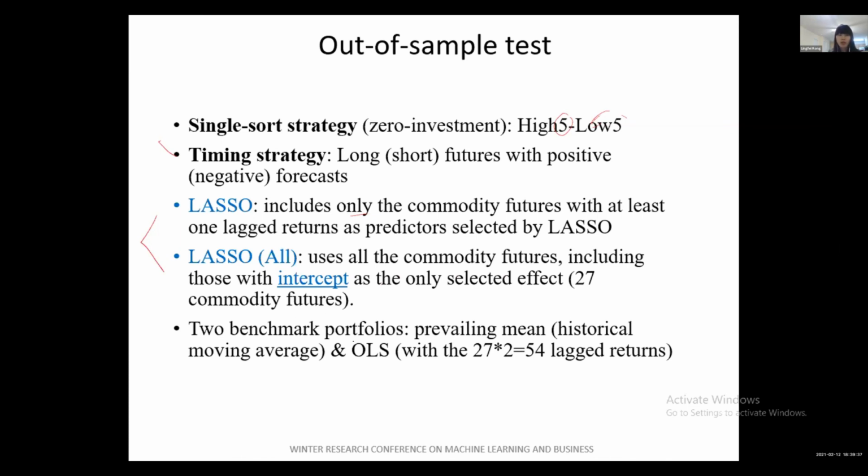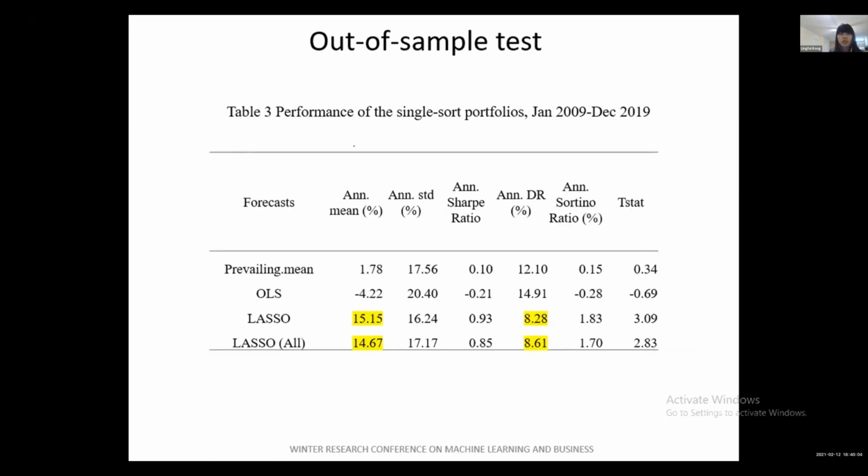The two benchmark portfolios include prevailing mean, which is simply the historical moving average, or OLS with all the lagged returns. We also have other benchmarks such as momentum, basis, or other predictors. But here, just focus on the two benchmarks. So table 3 shows the performance of the single sort portfolio.